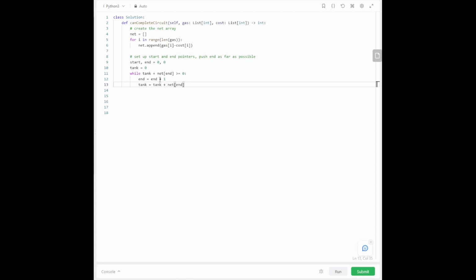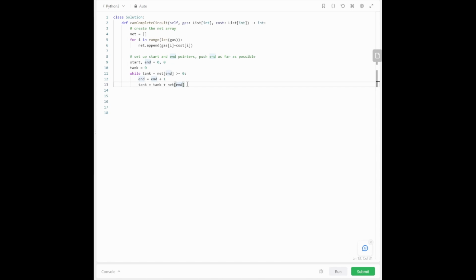Now what am I doing here? I'm saying, since we know that the tank and the net difference of gas at the current station together will not put us in the negatives, we can push end forward by 1 and inspect the next gas station and see if we can further push end on the next iteration of the loop. At the same time, I want to update the value at the tank, because now the tank has been influenced by whether we earned or lost gas at end.